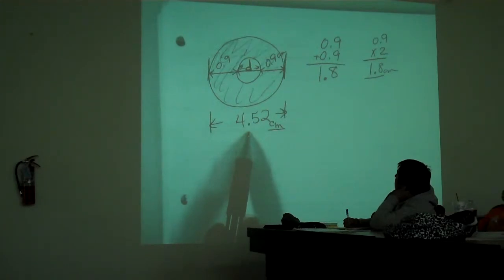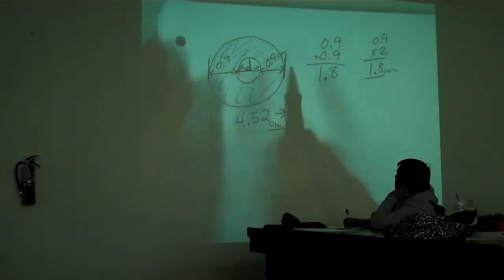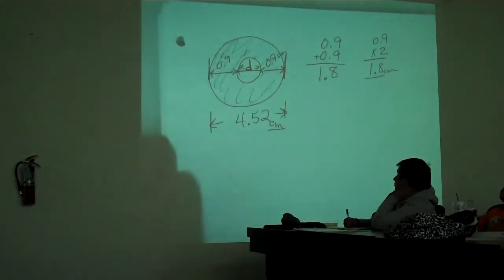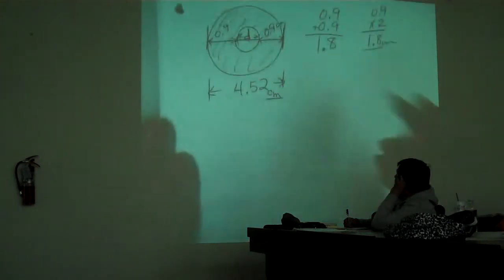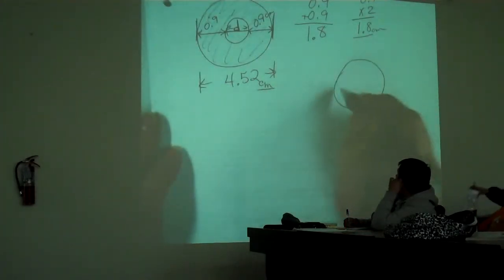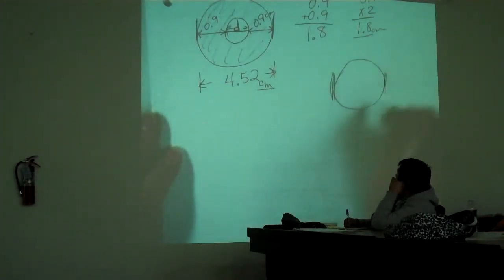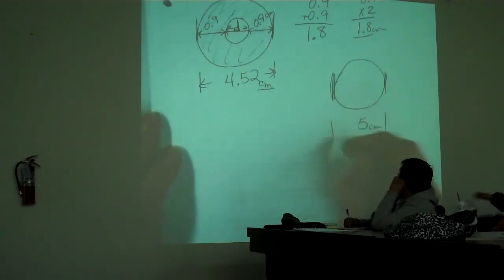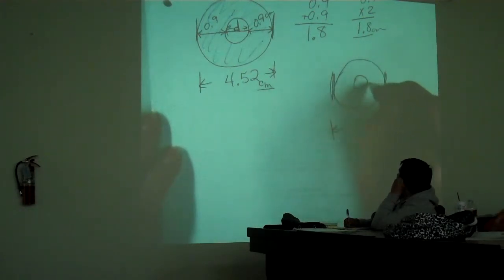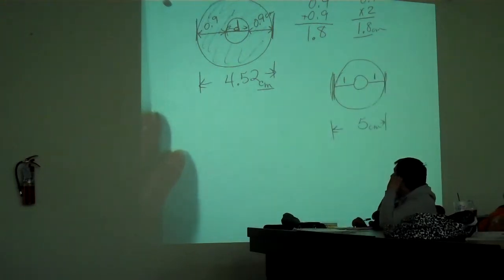Divide it. We're going to subtract it. Let's use something without decimals for a minute. Let's say we had something from here to here that was 5 centimeters. Okay? If it was 5 centimeters here, and you had 1 centimeter here and 1 centimeter here.